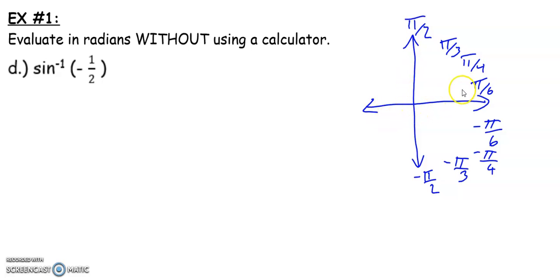So -1/2. Well, if you use your finger trick, 1/2 in the y position takes me to pi over 6. But since it's negative, we're going down here in the fourth quadrant, so that's going to be negative pi over 6.